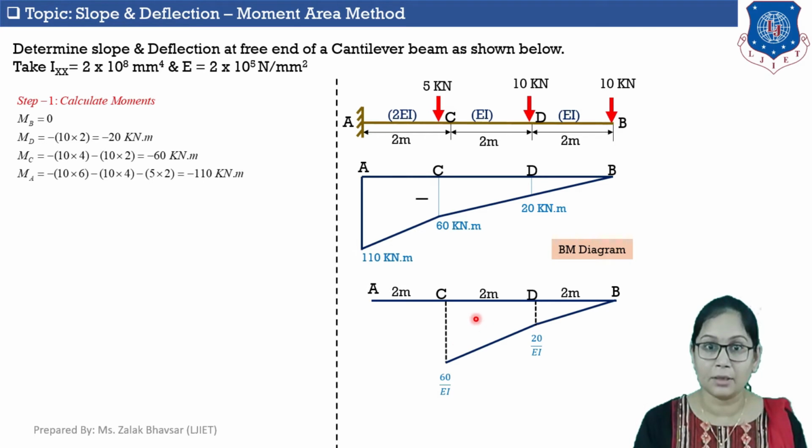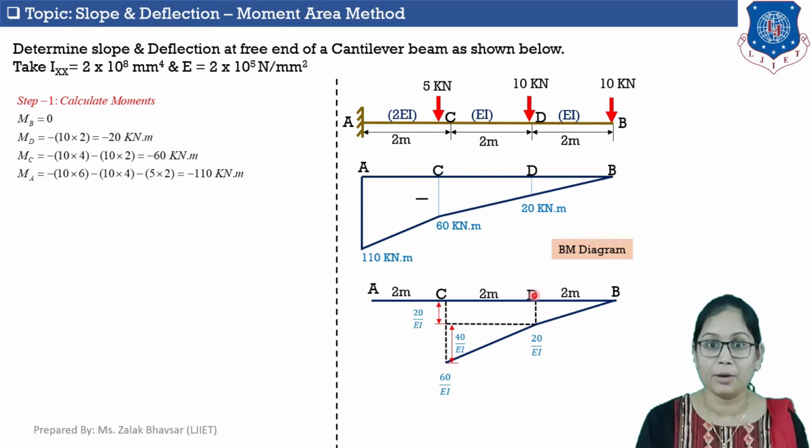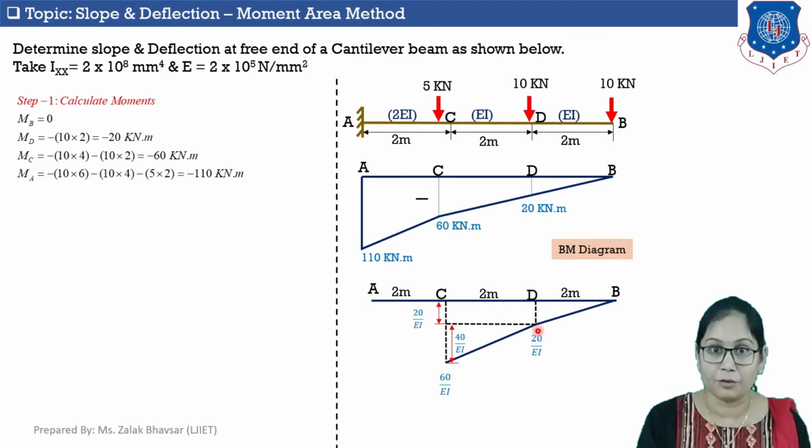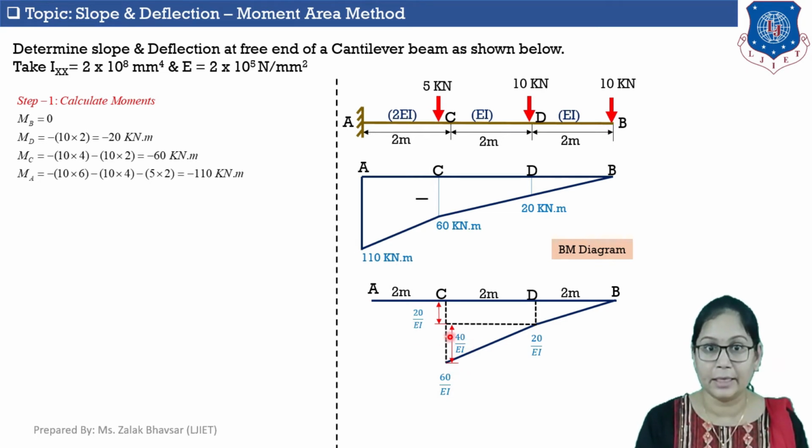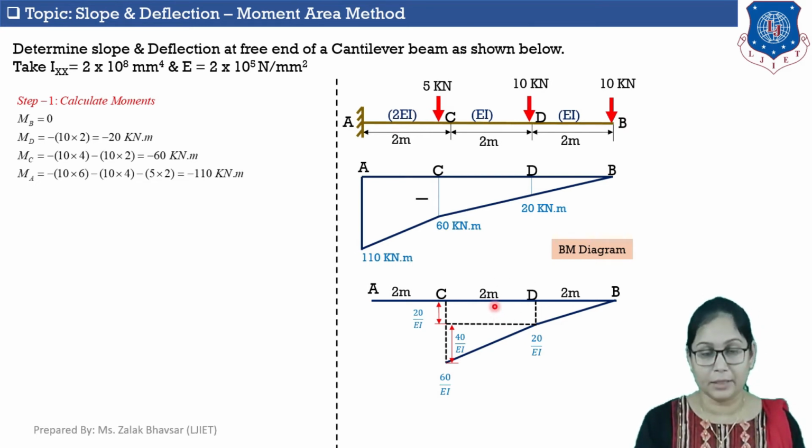Okay. Now, here I am converting M upon EI diagram between points C and D into two different shapes for calculation purpose. So here you can see that I divide M upon EI diagram between points C and D into two shapes, one rectangle and one triangle. So here I am extending this line from point D. So here depth of this rectangle will be 20 upon EI and height of this triangle 60 minus 20 is 40 upon EI. And base of this rectangle and triangle is 2 meter.